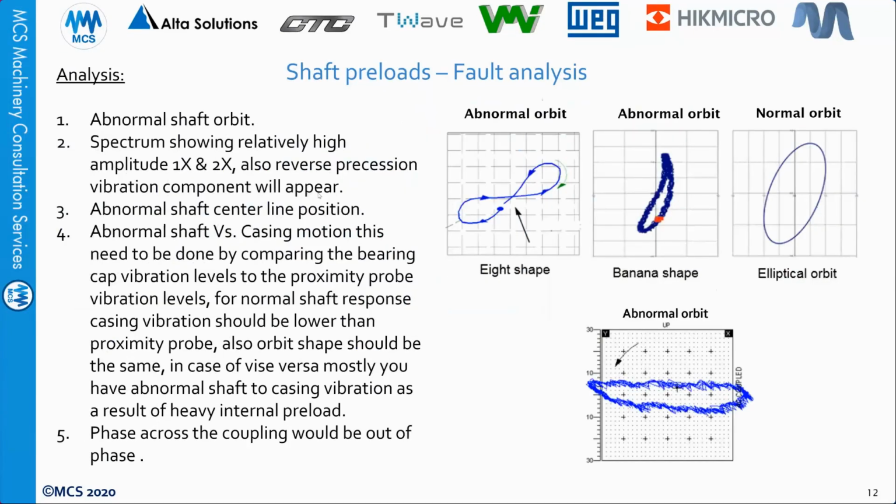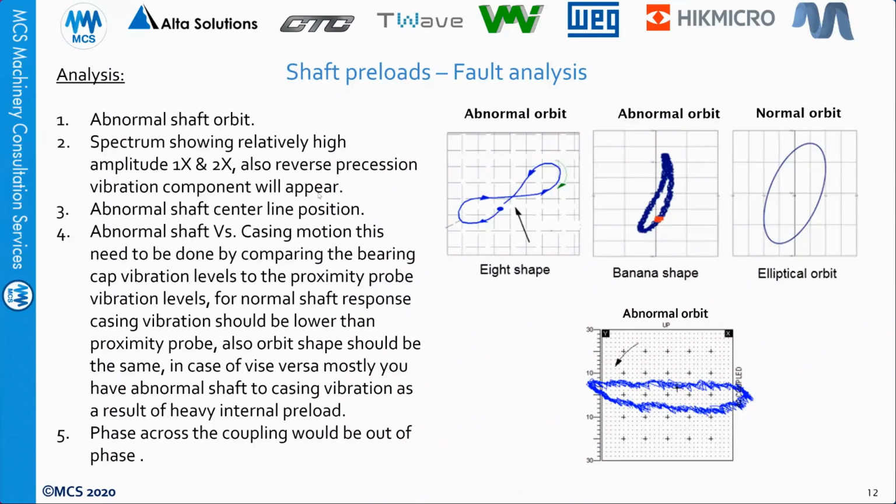When we start to do analysis, especially when you look at many plots like vibration spectrum, shaft center line, orbit, full spectrum, and cascade, I prefer to put this as steps to diagnose the shaft preload. Number one, abnormal shaft orbit. One of the key elements of diagnosing shaft preload is the shaft orbit. And the spectrum will show high 1x and 2x. Abnormal shaft center line position because of the effect of the misalignment. And also abnormal shaft versus casing motion.